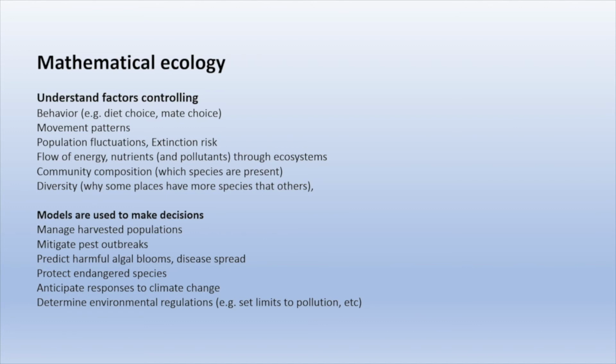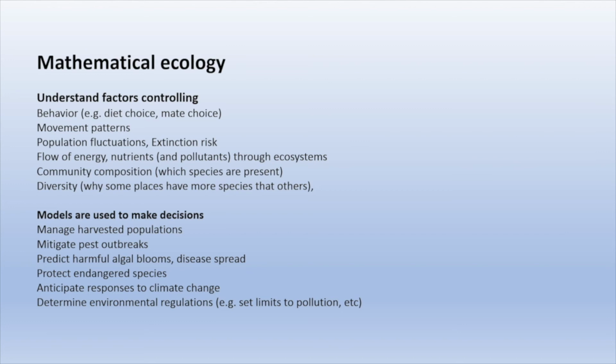Now, mathematical ecology is the branch of math bio concerned with understanding and predicting patterns at the level of individuals and above. For instance, we develop theory to understand why things eat what they do, how they respond to predators, to describe movement patterns, and how these things scale up to population fluctuations. Other branches of mathematical ecology are concerned with modeling the flow of energy, nutrients, or pollutants through whole ecosystems, and at still coarser resolution, we aim to understand community composition, that is, which species are present, and patterns of biodiversity, that is, why some places have more species than others.